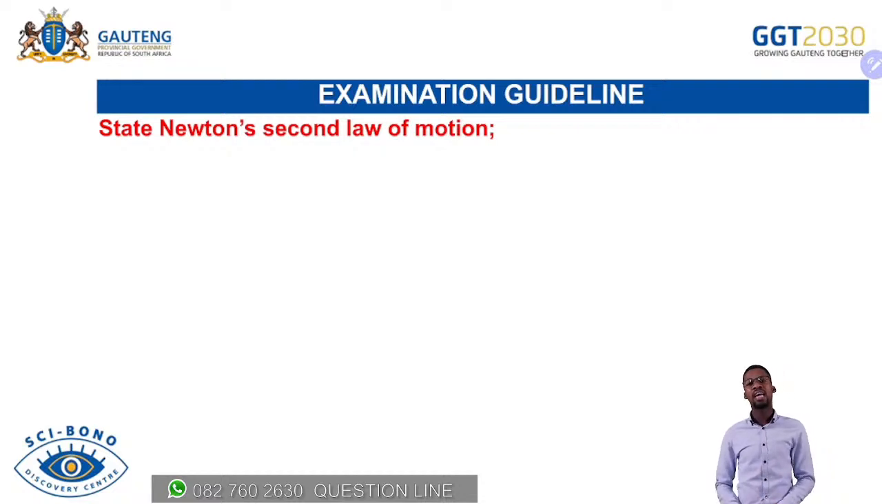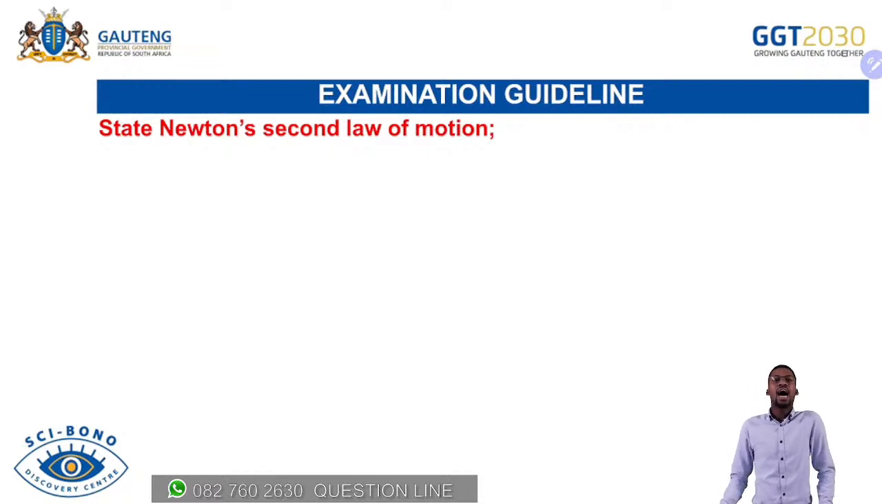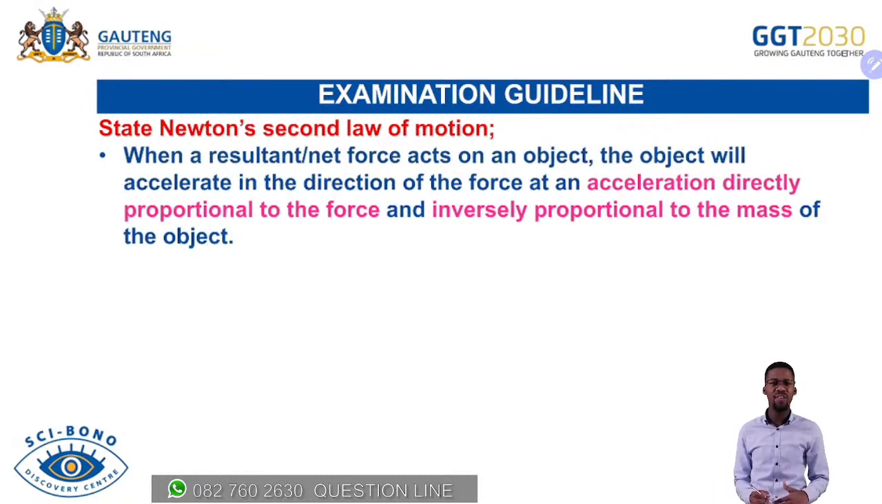So the exam guideline then tells us Newton's second law of motion, and it tells us how to define it. This is how we should define Newton's second law. You define it as: when a net force acts on an object, the object will accelerate in the direction of the force. Acceleration is directly proportional to the net force and inversely proportional to the mass of the object. I love this. So this is how you state the definition, the way it appears in the exam guideline.